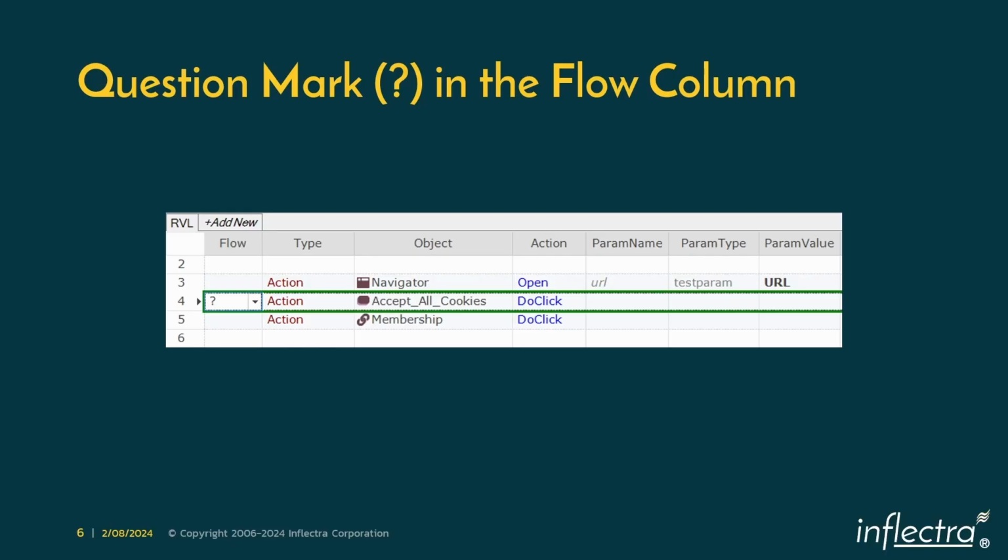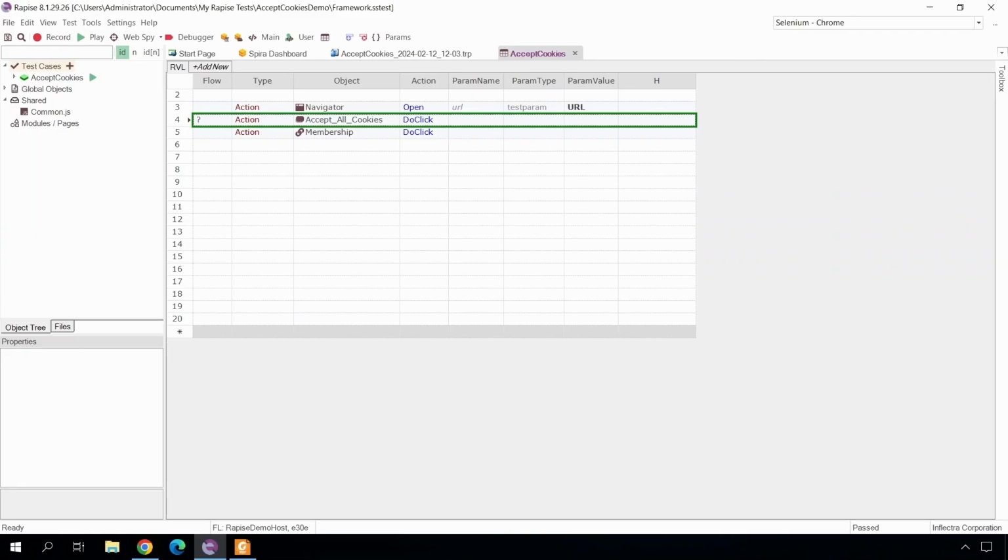Next feature to discuss is conditional actions. Notice this question mark in the flow column on row 4. The question mark tells Rapise that if, for example, the accept all cookies object is not found during playback and we cannot click on it, then we should not report any error and just continue execution. So it can be really handy for buttons like this one.